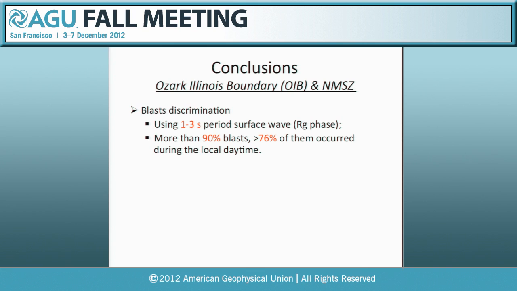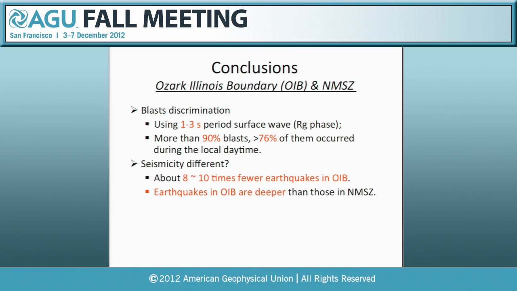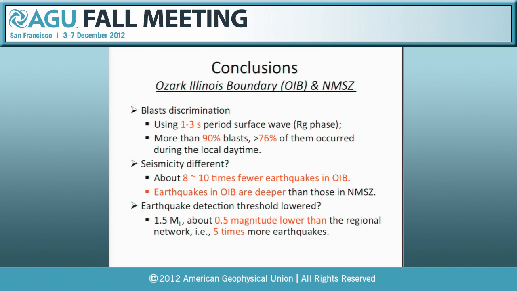And we use the short period surface wave to discriminate the blasts and the earthquakes, and we got less than 10% of earthquakes. And the old Illinois boundary is less active than the New Madrid seismic zone. But this region has more deeper earthquakes than the Madrid seismic zone. And also we lowered the earthquake detection threshold from about 0.5 to about 1.5, so we could record 5 times more earthquakes than the regional network. That's all. Thanks for your attention.